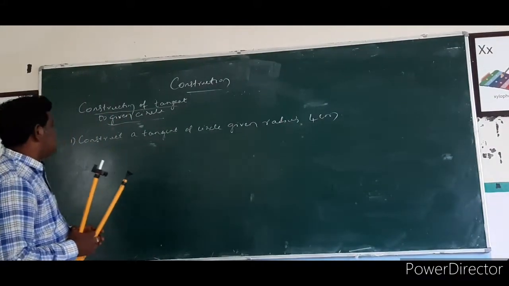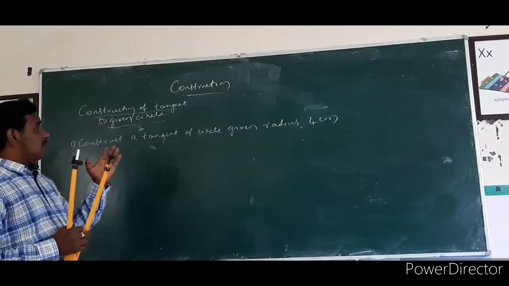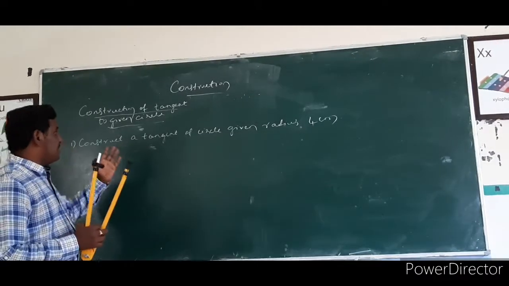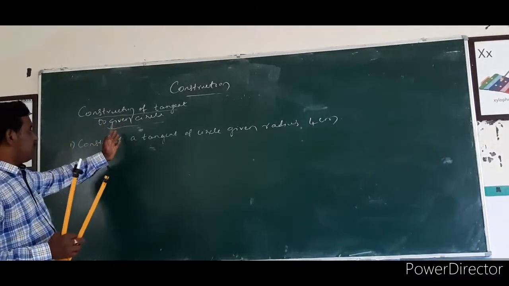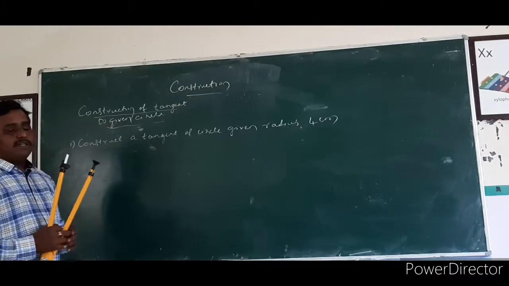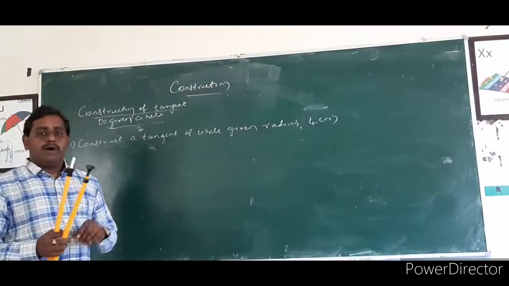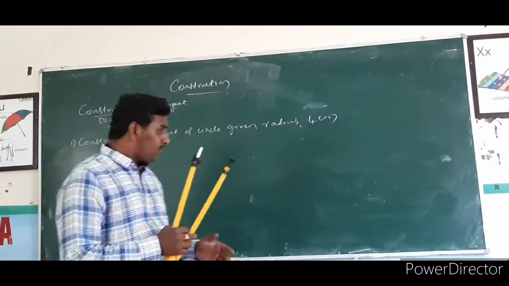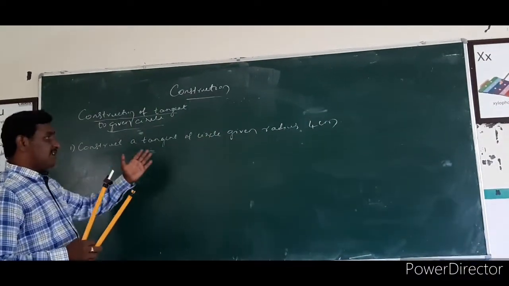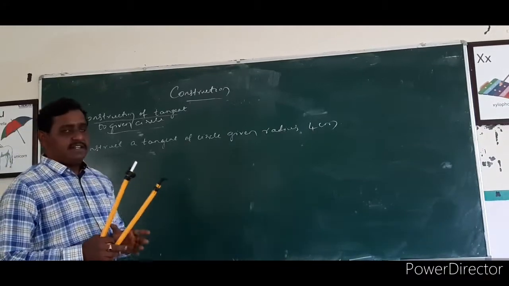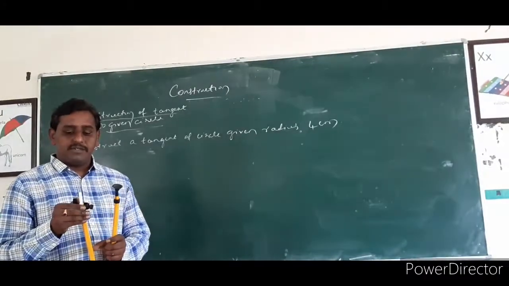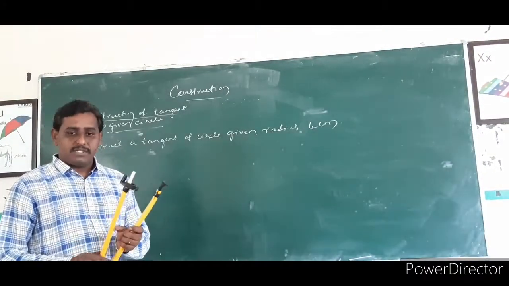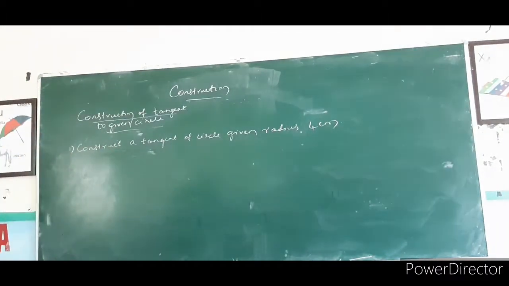In this construction, there are three types of constructions. The first type is construction of a tangent to a given circle. First we have to know how to construct a tangent to a given circle of a certain radius. Here, construct a tangent to a circle, given radius is 4 centimeter. What is the radius they have given? 4 centimeter.